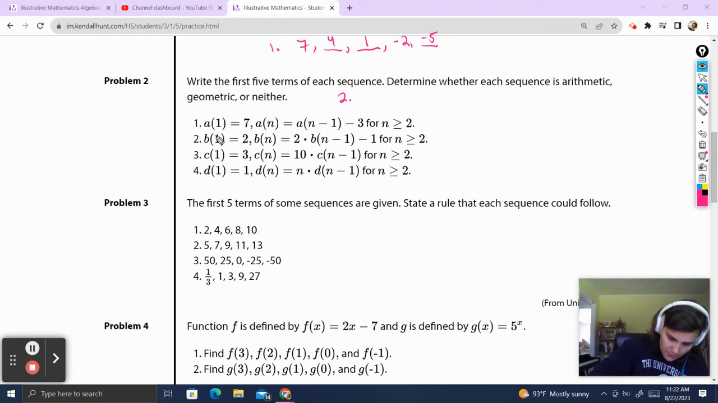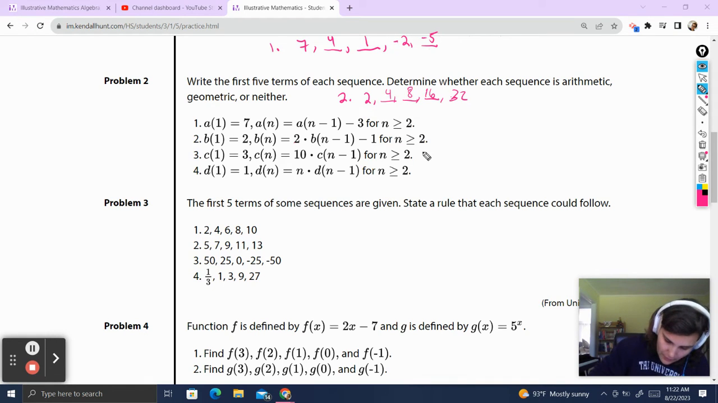b of 1 is equal to 2. So our first term is a 2. And then the next term is going to be 2 times the previous term. So 2 times the previous term, that's going to be 4. 2 times the previous term here is going to be 8. 2 times the previous term, 16, 32. And we're multiplying by a constant number, which makes it a geometric sequence.